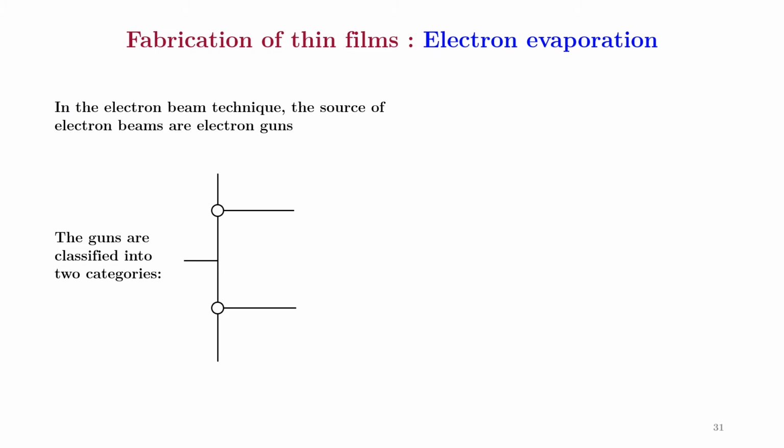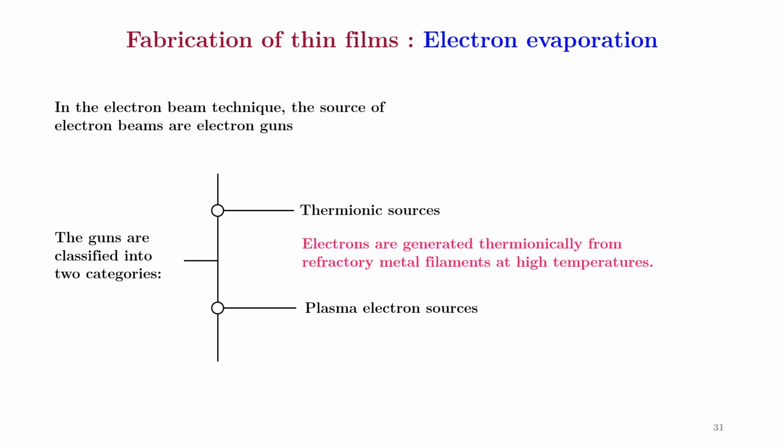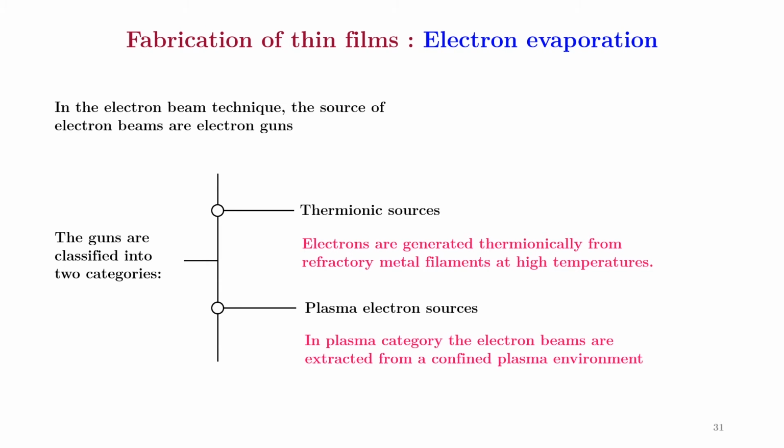In the electron beam technique, the source of electron beams are electron guns, and the guns are classified into two categories: the thermionic sources and plasma electron sources. Thermionic sources are those in which electrons are generated thermionically from refractory metal filaments at high temperatures. Whereas in plasma electron sources, the electron beams are extracted from a confined plasma environment. We'll now discuss some of the thermionic sources that are used for the electron evaporation technique.